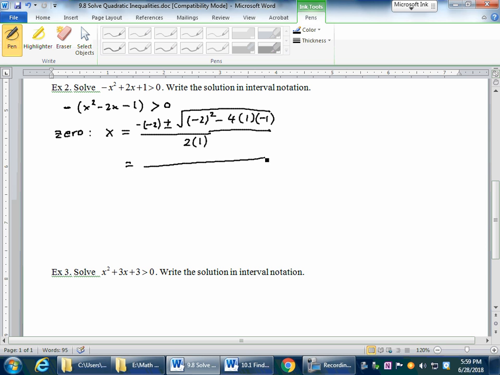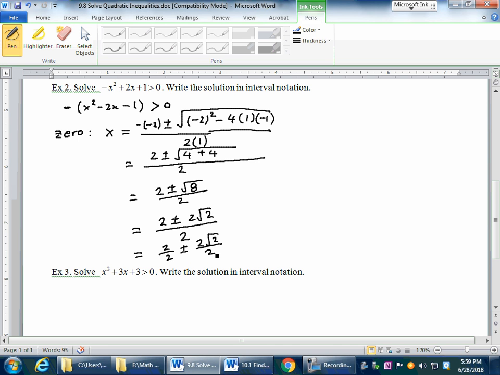So this gives me 2 plus or minus square root of 4 plus 4, over 2, which is 2 plus or minus square root of 8 over 2. That is 2 plus or minus 2 square root of 2 when I simplify it, over 2. So simplifying further, this will be 2 over 2 plus or minus 2 times square root of 2 over 2. Now we got our 0, which is going to be 1 plus or minus square root of 2.